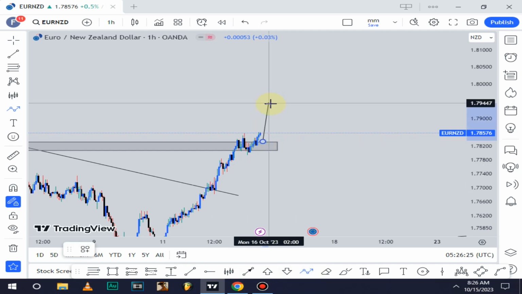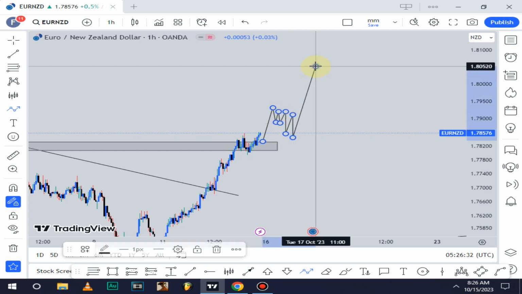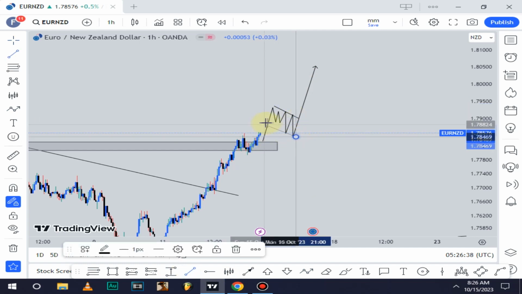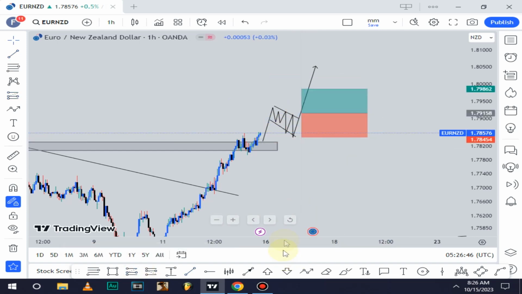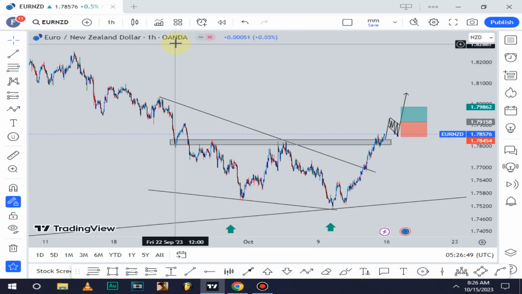I expect price to give us some correction or continuation pattern just like this, just like that, before now taking that buy position. This is what I'm talking about. I need to see this kind of behavior from the market. That is when I should take my buy entry position and target all the way up. I'll see how that plays out next week.